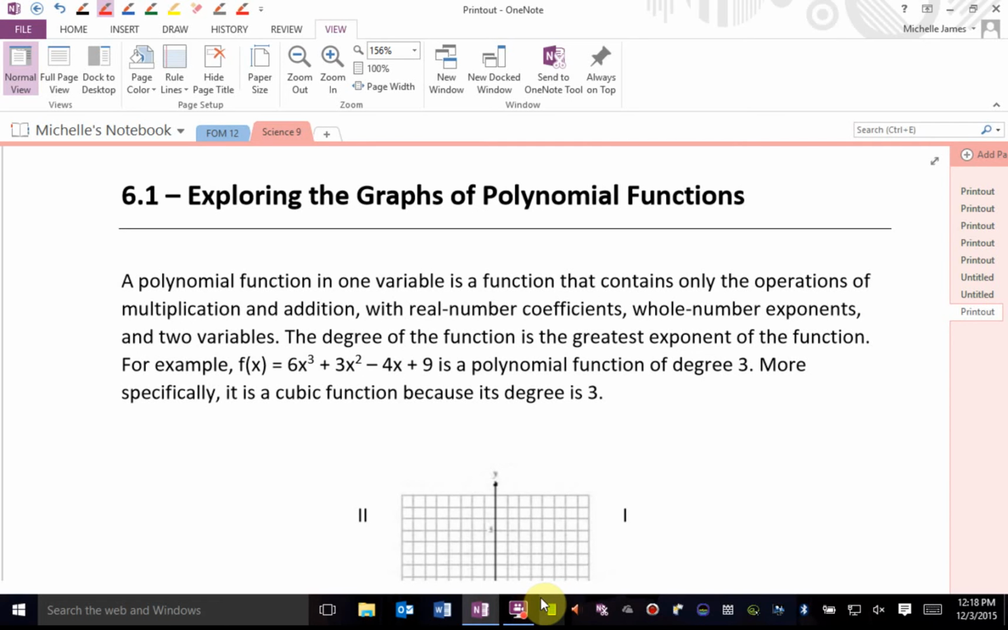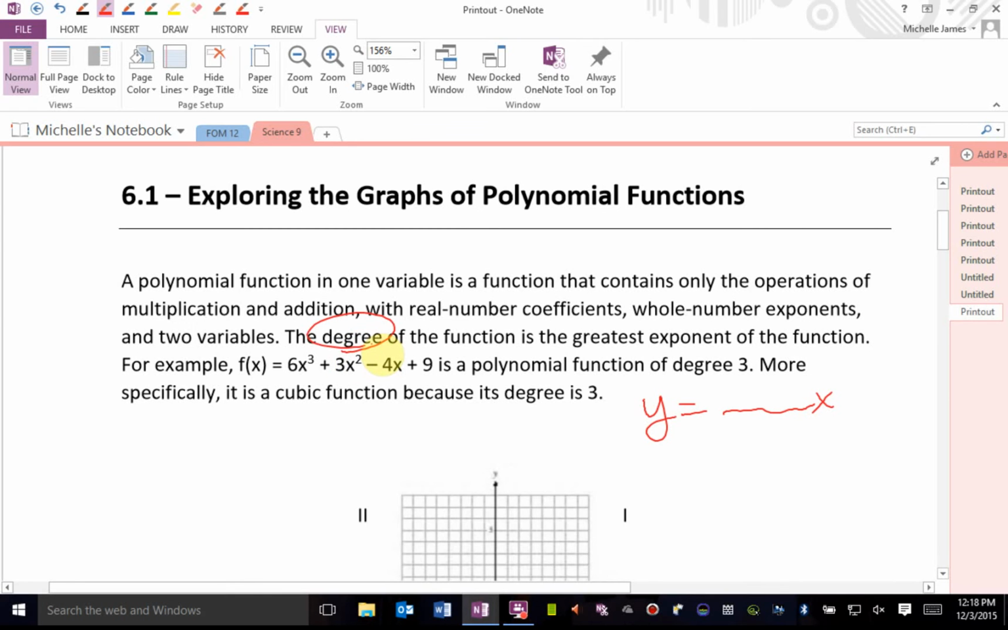It says a polynomial function in one variable is a function that contains only the operations of multiplication and addition with real number coefficients, whole number exponents, and 2 variables. What does any of that mean? It means that a polynomial function will be in the form of y equals something happening to x. The degree of the function is the greatest exponent of the function.